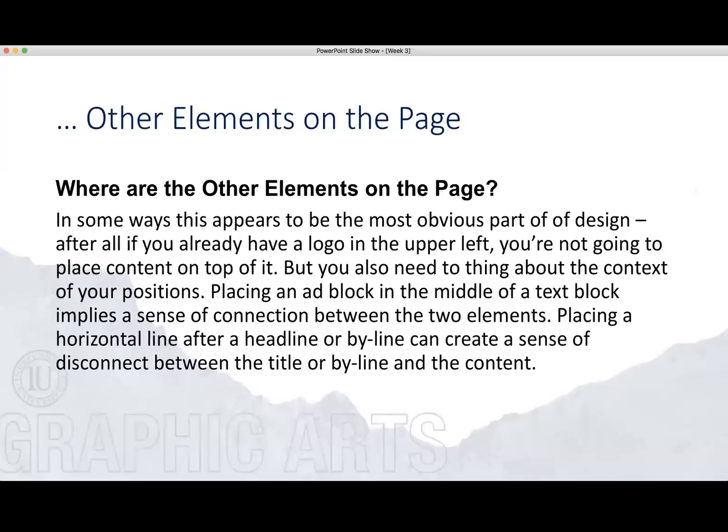In some ways, this appears to be the most obvious part of the design. After all, if you already have a logo in the upper left, you're not going to place content on top of it. But you also need to think about the context of your positions. Placing an ad block in the middle of a text block implies a sense of connection between the two elements. Placing a horizontal line after a headline or byline can create a sense of disconnect between the title or byline and content. Perfect example of this.